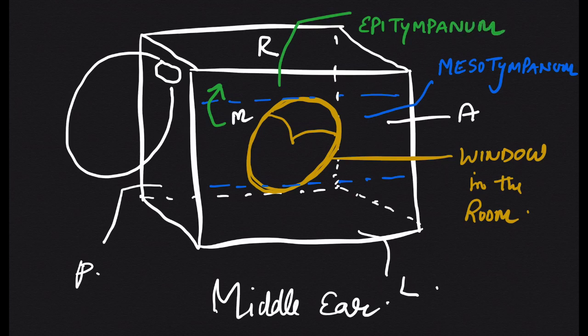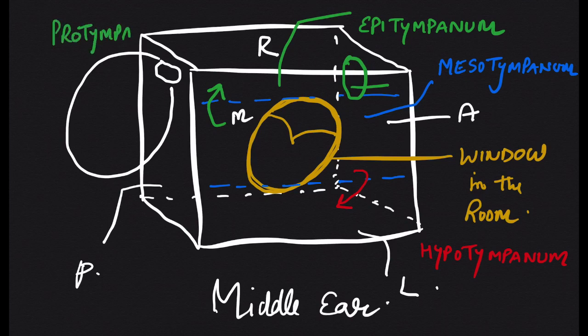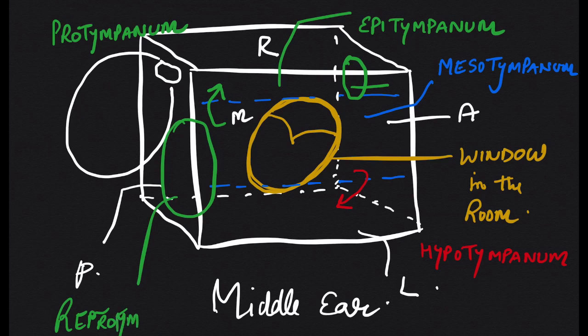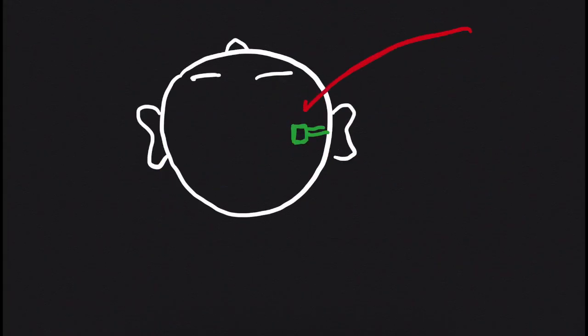And the space which lies below the mesotympanum, again which we cannot see, is the hypotympanum. Now, the area near the eustachian tube opening we can call separately the protympanum, whereas the area posteriorly located where there is a pyramid, we can call the retrotympanum. So we have divided the middle ear space into a few spaces: the mesotympanum, above it the epitympanum, and below that the hypotympanum, and we have termed separately two spaces, the protympanum and the retrotympanum.